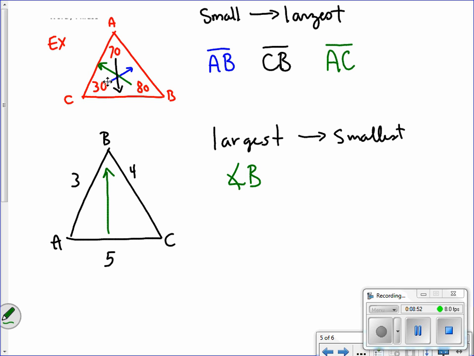Across from the next side, which would be 4, is the next angle. That would be angle A. And then finally, across from the smallest side is the smallest angle, which is angle C. Okay? So you actually have the whole entire concept 1 done here in 1 minute. So then in concept number 2, if you're looking at your student learning map, we're going to look at those special segments, the median, the perpendicular bisector, and so on.